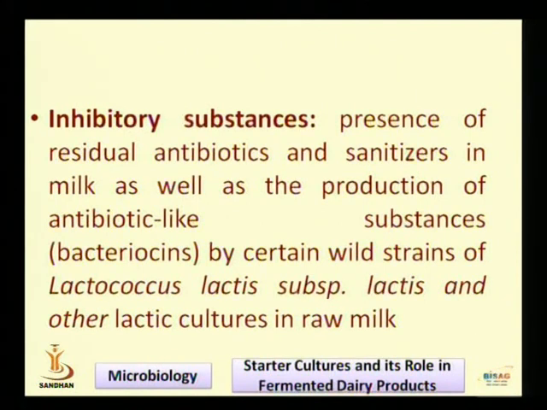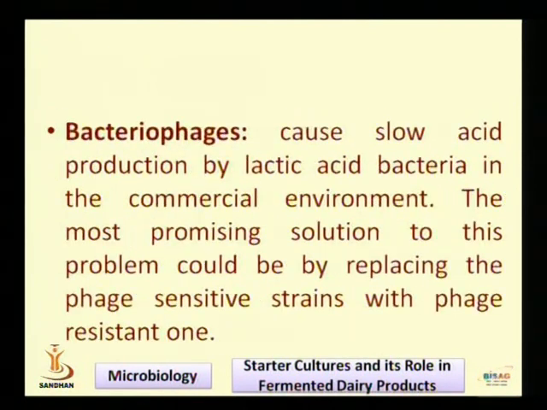Certain inhibitory substances can interfere during the fermentation process. There is the presence of residues of some antibiotics and sanitizers in milk, as well as the production of an antibiotic-like substance, bacteriocin, by certain wild strains of Lactococcus lactis subspecies lactis and other lactic cultures in raw milk.